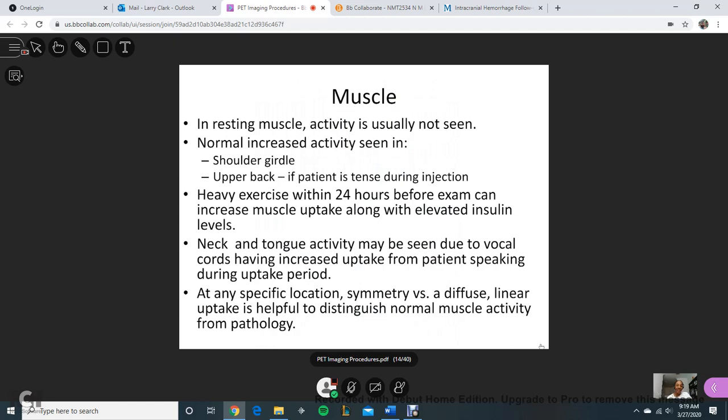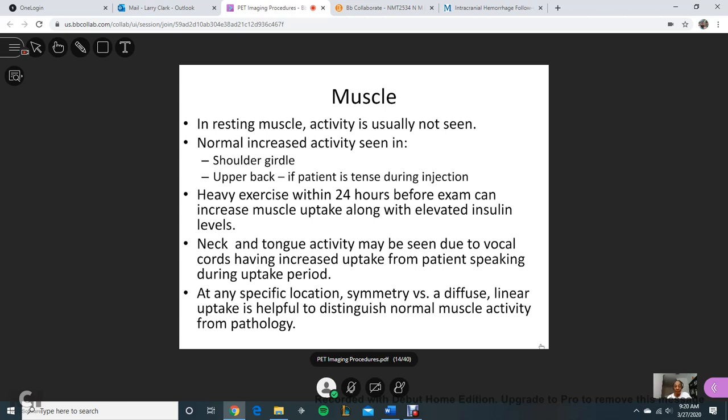All right, so now we have muscles. The resting muscle activity is usually not seen. Normal increased activity is seen in the shoulder girdle and upper back if the patient is tense during injection. Heavy exercise within 24 hours before the exam can increase muscle uptake, along with elevated insulin levels. Neck and tongue activity may be seen due to the vocal cords having increased uptake from patients speaking during the uptake period. At any specific location, symmetry versus diffuse or linear uptake is helpful to distinguish normal activity from pathology.